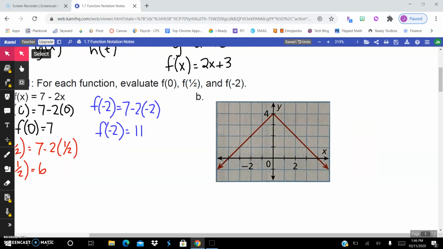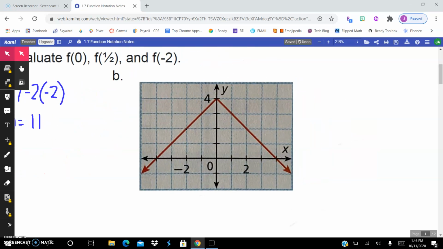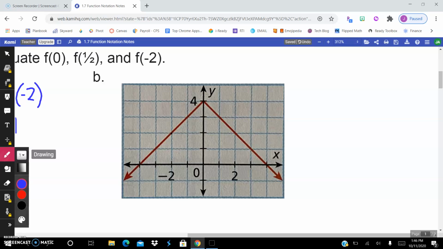Then if they give you a graph, it's actually a little bit easier because you just have to read the graph. So for the first one, f of 0. Our x value is 0, and that's right there at the origin on a graph. We just have to move up or down until we meet the graph that's being shown on the picture. So in this case, we have to go up. So if I go up, I meet that graph at 4. So f of 0, when x is 0, our y is 4.